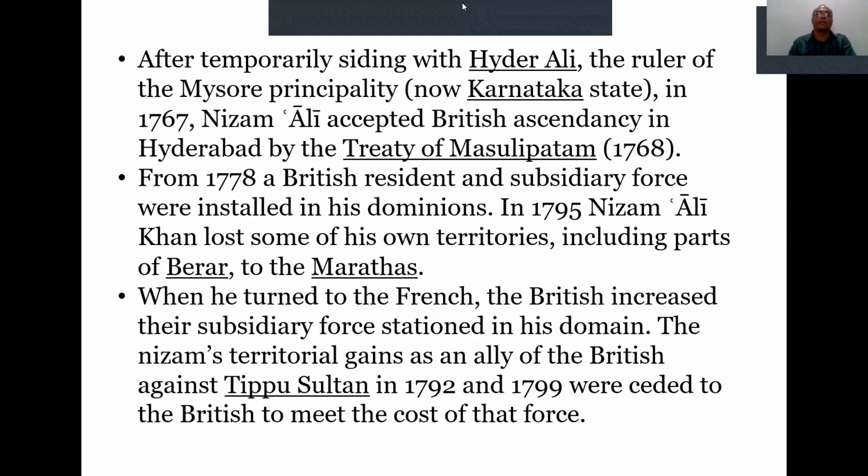Okay, so when the Nizam turned to the French, the British increased their subsidiary force stationed in his domain. The Nizam's territorial gains as an ally of the British against Tipu Sultan in 1792 and 1799 were ceded to the British to meet the cost of the force. So this is the situation. You can clearly see that between 1792 and 1799 there was a conflict between Tipu Sultan and Hyderabad, a situation which the French and the British took advantage of. When the French were trying to help the Nizam, the British increased their subsidiary force, and they helped Hyderabad against Tipu Sultan.